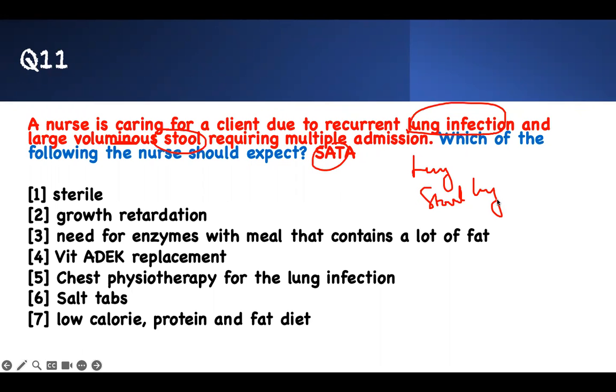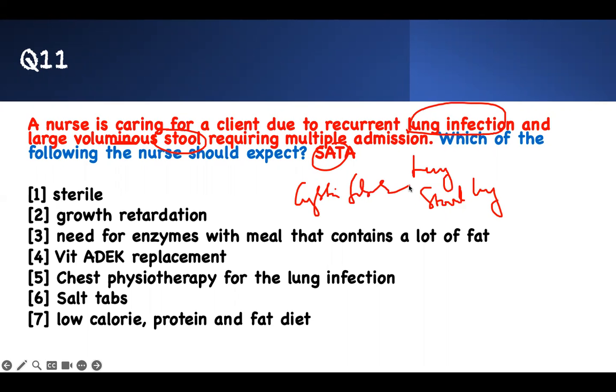Which clinical condition has a recurrent lung infection, and they also have large voluminous stool, some fat absorption issue in the lung. So you have a lung problem and a pancreas problem. Guess what? Cystic fibrosis. Okay, cystic fibrosis. Then you come down for the underlying problem, right?